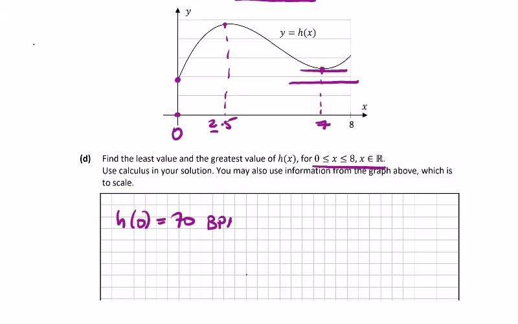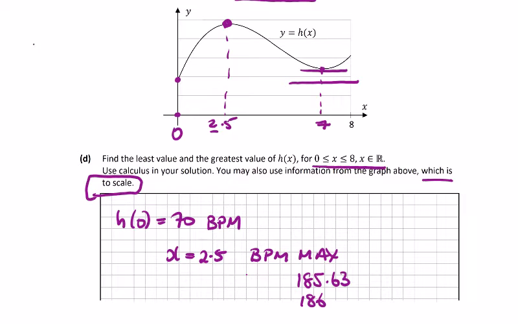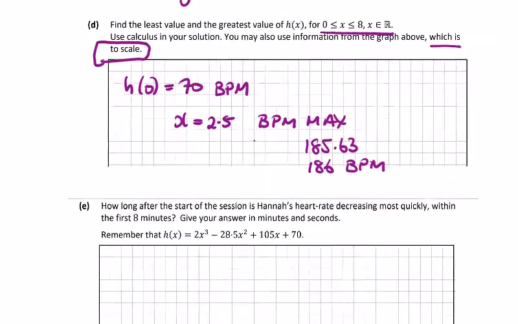BPM. And we got when x is equal to 2.5, the BPM was at a max. That max was 185.63, or 186 maybe if you want to. Oh, it says the graph above is to scale. So they actually told us in the question it was to scale. BPM.